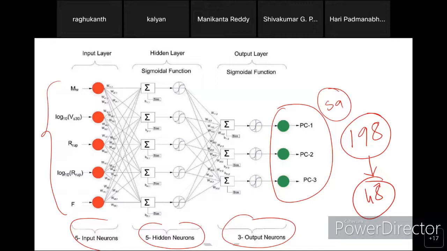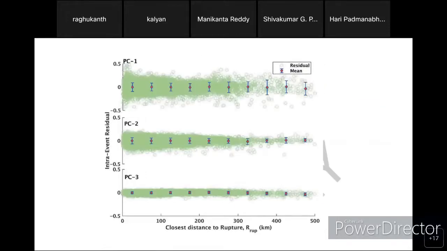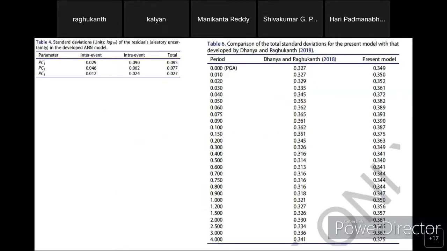Okay. So from 198, we have reduced it to 48. Of course, we had the autoencoder weights also, that's a different issue. So you can see the same problem here: you first reduce the dimensionality and then you run a neural network. So with 48 unknowns, your network works very beautifully. You can see all the residuals are almost close to zero because you have reduced the dimensions, and the inter-event, intra-event, whatever I showed you in the morning, all of them are much closer to zero itself, and you followed. So you can easily calculate it.